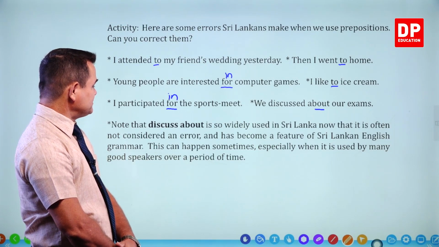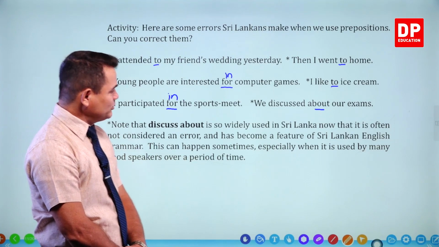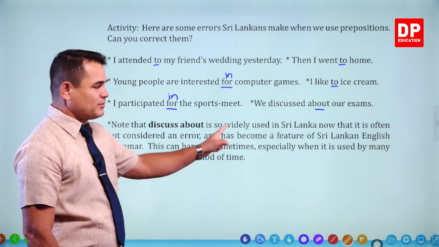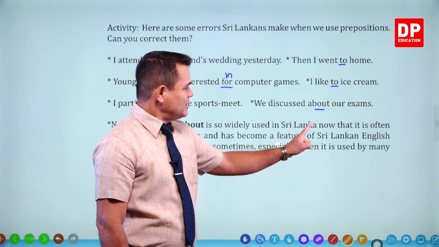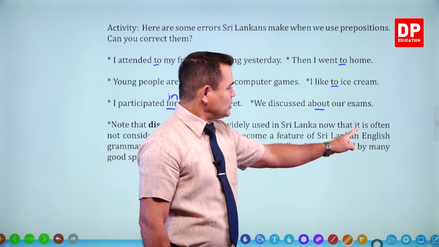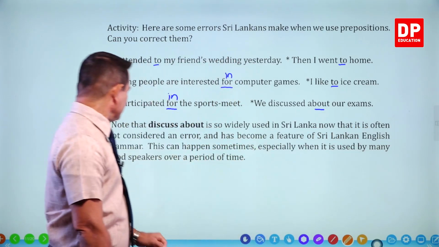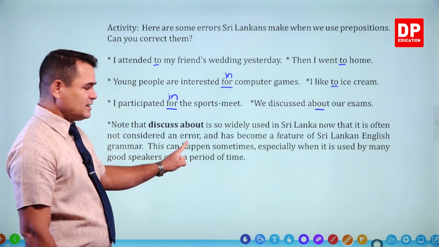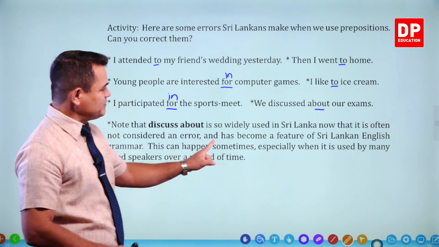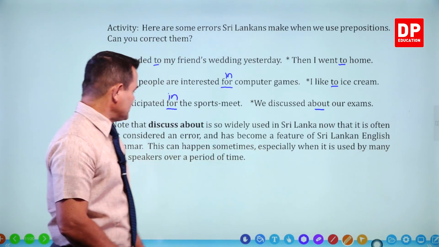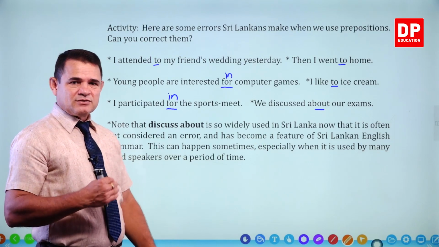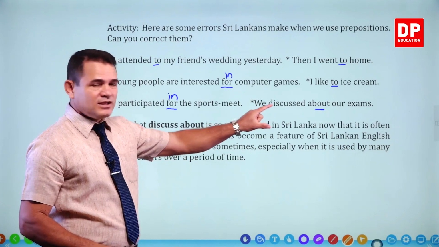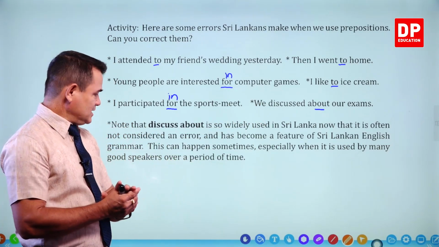Note that discuss about is so widely used in Sri Lanka. Discussed about කියන එක ගොඩක් පාවිච්චි වෙනවා ලංකාවේ. It is often not considered an error. ඒක වැරද්දක් කියලා ගණන් ගන්නේ නැහැලු ලංකාවේ. And has become a feature of Sri Lankan English grammar. Sri Lankan English grammar වල discuss about කියන එක භාවිතා කිරීම වැරද්දක් විදිහින් ගණන් ගන්නේ නැහැ.